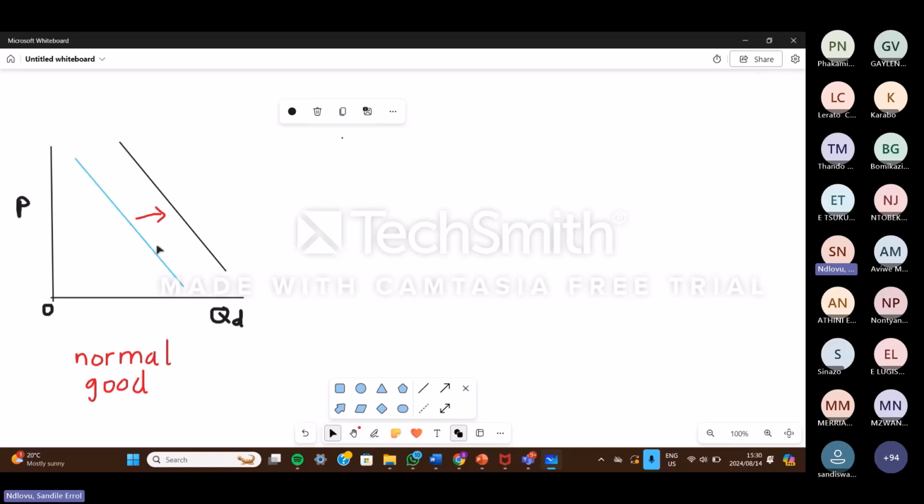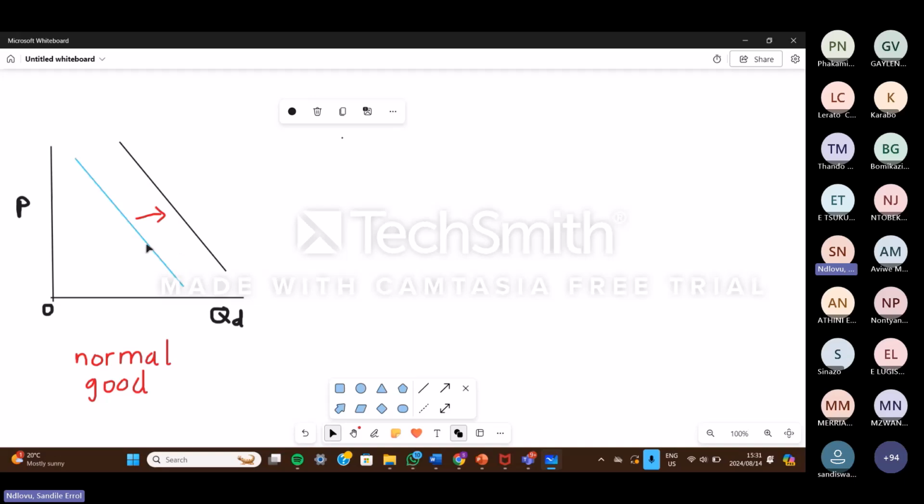So this line represents the demand schedule, or the demand line, for a normal good, an inferior good, and a luxury good. This is like the center or the reference line. For a normal good, if income increases, the demand for a normal good would increase, which would result in a rightward shift in the demand line for a normal good.